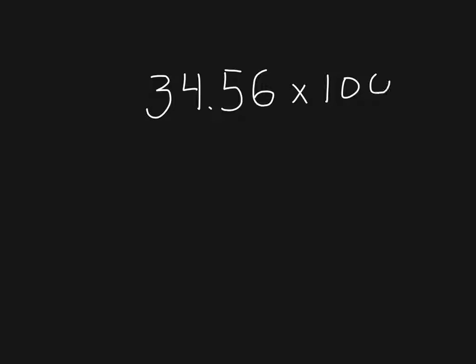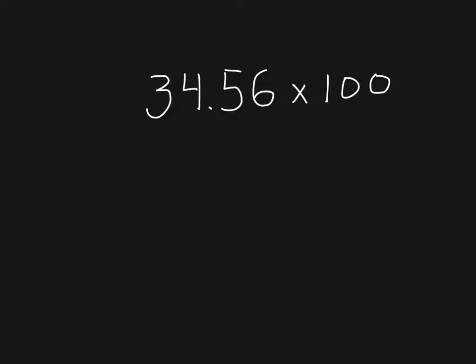Let's try another number just to change it up a little bit. 34.56, or 34 and 56 hundredths, multiplied by 100. Again, I could set it up and do it the long way, but with the trick I don't have to. I'm getting 100 times bigger, so my number will increase. That means my decimal will move to the right.